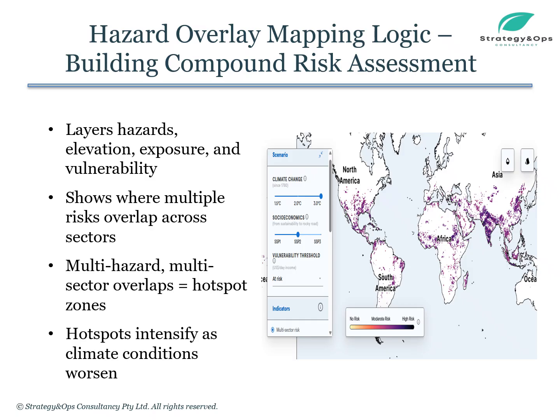Two or more sectors are exposed. These are the hotspot zones. This map illustrates how stacking multiple hazard, exposure, and vulnerability layers reveals compound risk hotspots, areas where climate threats align with sensitive populations and critical assets.